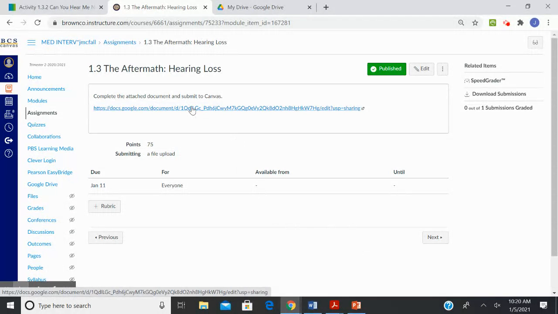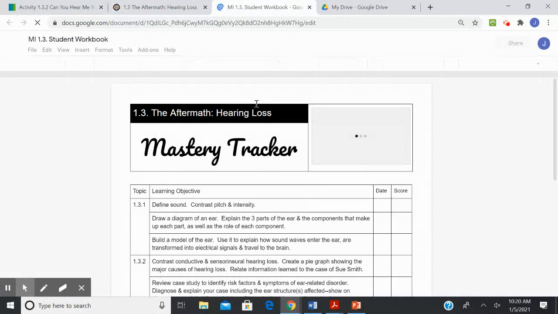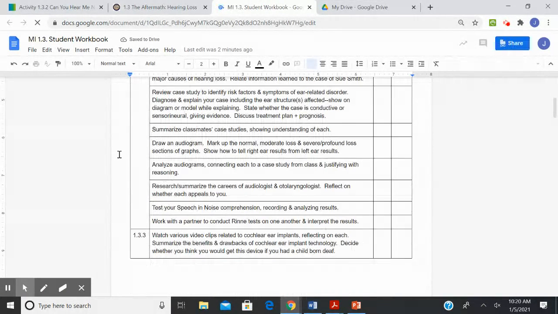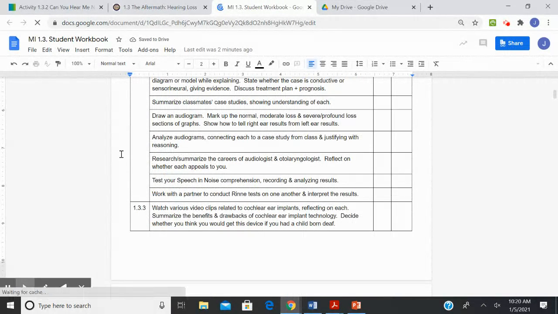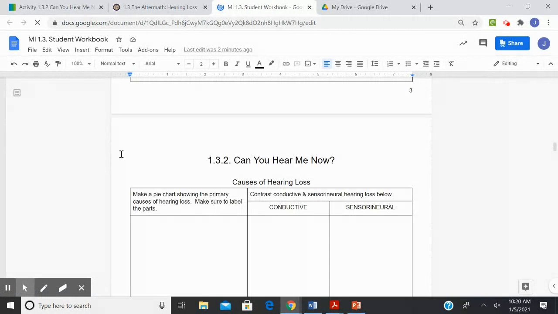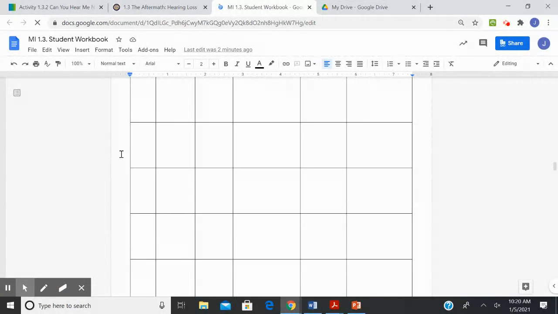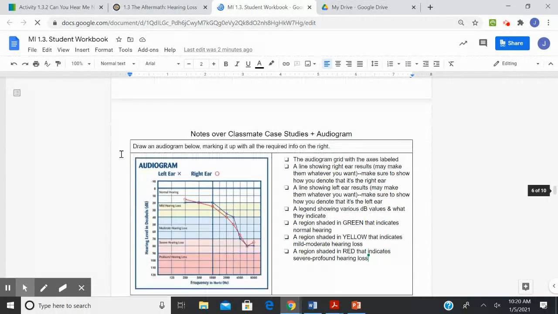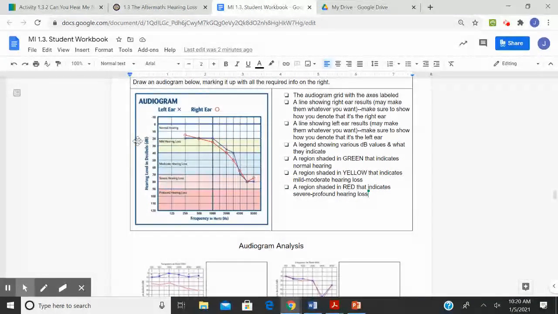So, aftermath hearing loss, here's that document. I'm going to scroll down. I did add a document in here, because of the pandemic and not being here every day for you. I put an image in here under the audiogram. I drew it out for the Gold Day people, so if you wanted to copy some version of this diagram onto your paper copy, or refer to this. This is how you read an audiogram.